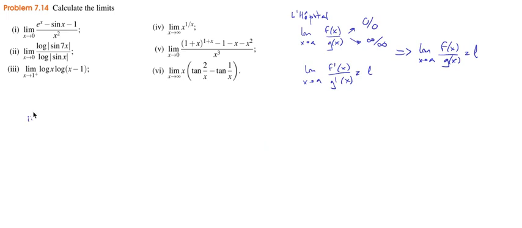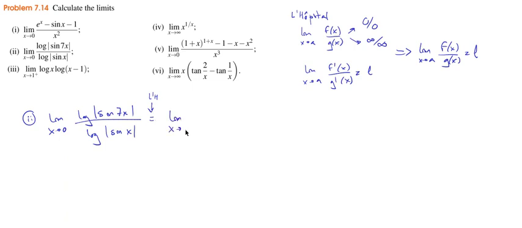Let's see. Second, it's the limit when x goes to 0 of the logarithm of the absolute value of the sine of 7x divided by the logarithm of the absolute value of the sine of x. And in this case, the sine of 7x goes to 0 as x goes to 0, and the logarithm of 0 is minus infinity, so minus infinity divided by minus infinity. So again, we have this, okay? And so we can apply L'Hopital's rule and say maybe this is equal to this if this limit exists, right?